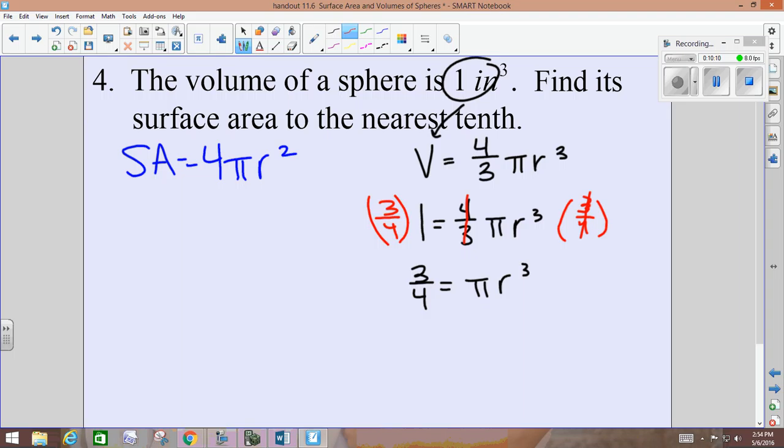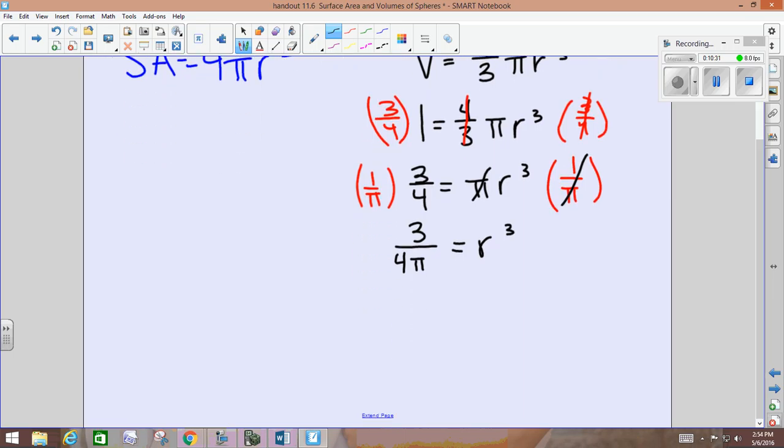Could be, but what's the easiest? 1 over pi, right? Isn't like the reciprocal of 3 we would say is 1/3. So your pi's are going to cancel. Two fractions, when you multiply, you just go straight across. So this is 3 over 4 pi equals r cubed. R is not yet by itself because there's actually 3 r's there. It's r times r times r that equals 3 over 4 pi. So how are we going to get rid of the cubed?